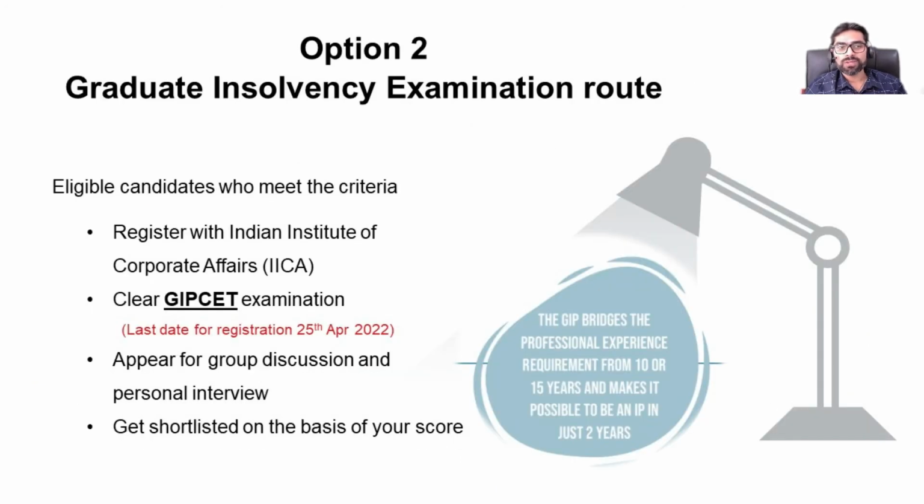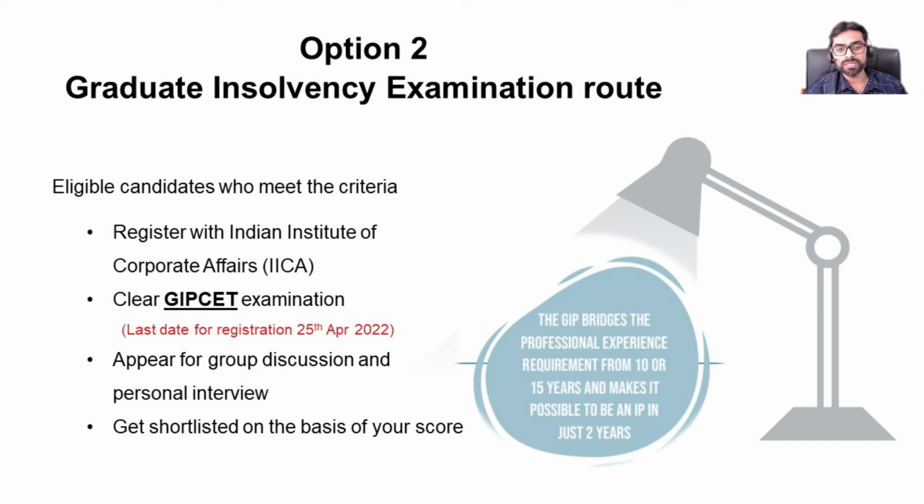So friends, moving on to the other option. Option 2 is applicable for the people who do not have the experience, so there is no need to wait. You can simply enroll for GIP, Graduate Insolvency Program. In this case you would have to approach IICA. You have to visit the IICA website and download the prospectus. You can go through the prospectus.